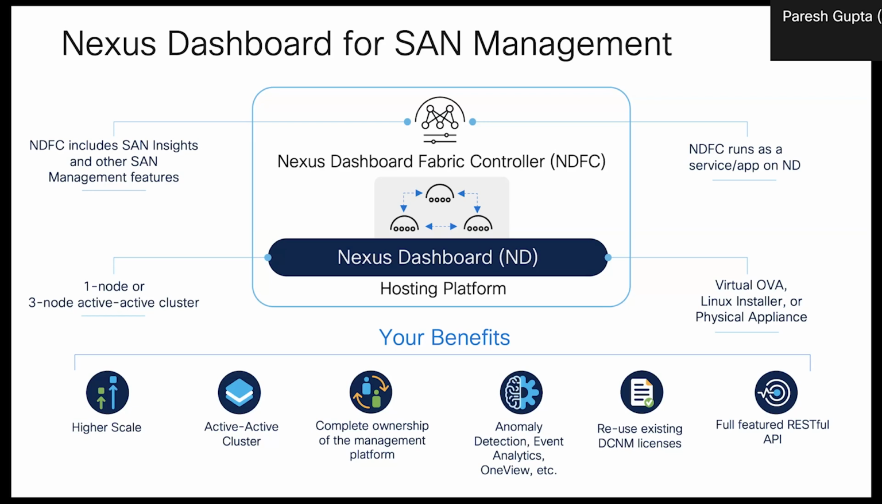Now, when it comes to deploying it, and I'll talk about deployment in a bit more detail, there are different form factors for it. You can run an OVA on top of ESXi. That's one. The second thing is we offer a Linux installer that can run on Red Hat Enterprise Linux. And the third option is we also ship a physical appliance. So this physical appliance is nothing but a Cisco UCS server, and the server is pre-provisioned with all the resources that you need to run NDFC.